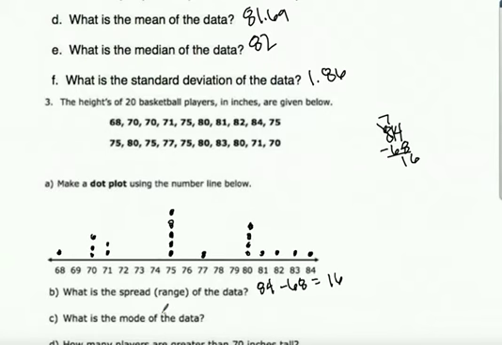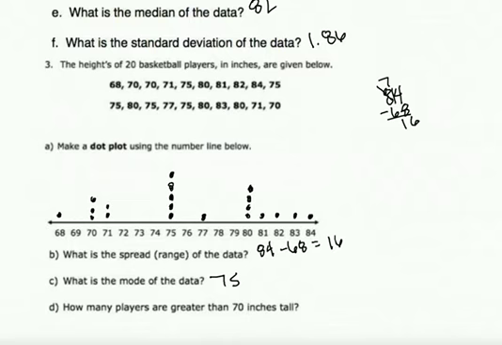C says, what is the mode of the data? So we're going to look and see which one has the most dots, and that would be 75. D says, how many players are greater than 70 inches tall? So 1, 2, 3, 4, 5, 6, 7, 8, 9, 10, 11, 12, 13, 14, 15, 16.